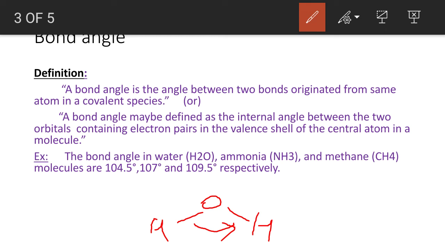Here the central atom is oxygen. Oxygen has two orbitals in the valence shell. The internal angle between these two is called the bond angle. For water the bond angle is 104.5 degrees. For ammonia, NH3, the bond angle is 107 degrees. And for methane, CH4, the bond angle is 109.5 degrees.